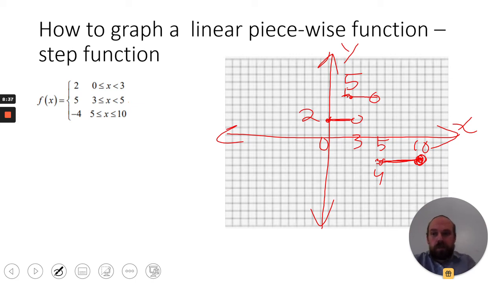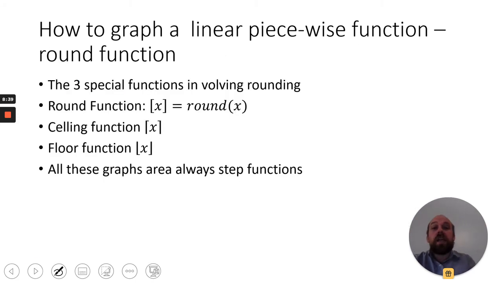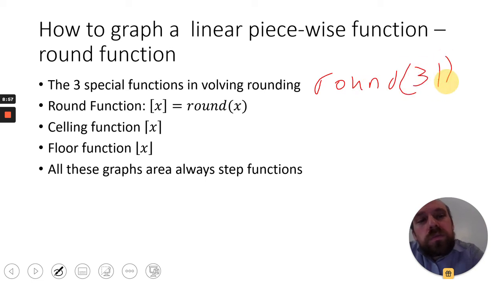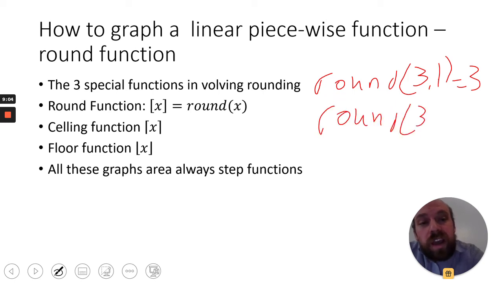Let's continue. Okay, now there's some special step functions. There's the round function, the ceiling function, and the floor function. So when you're rounding numbers, which is usually where step functions come in, it matters how you round. Round does exactly what you think. If I was rounding the number 3.1, it would be 3. If I was rounding the number 3.7, you would round it up to 4.